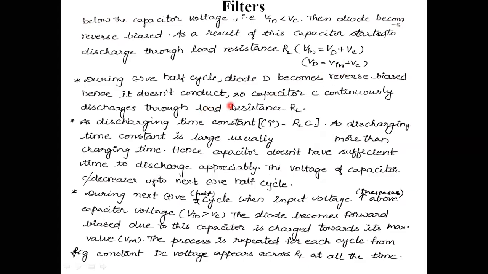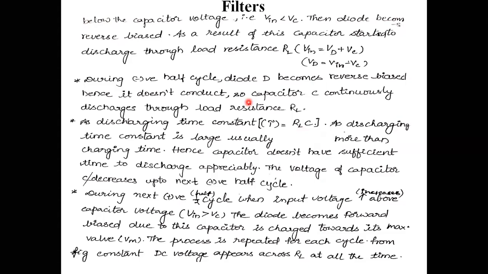Therefore, during the negative half cycle, diode D becomes reverse biased, hence it does not conduct. Capacitor C continuously discharges through the load resistance RL here. The capacitor completely discharges during the negative half cycle. And during the positive half cycle, the capacitor completely charges and reaches the maximum value.